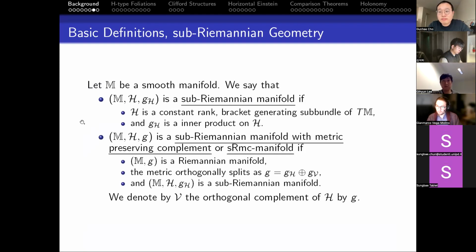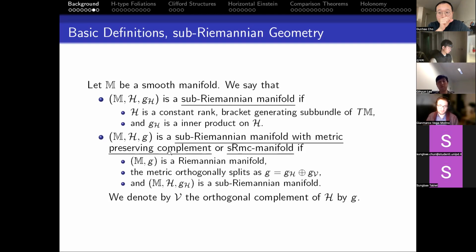There is a lot of work done in studying these objects intrinsically, and that is a very active and interesting field. My work with H-type foliations, which I want to introduce you to here, actually works with what's called the Eulerian method. The notion is that you build a Riemannian manifold that has embedded inside of it, in a natural way, the sub-Riemannian structure. So this bigger definition here, we say (M, H, g) is a sub-Riemannian manifold with metric preserving complement, or an SRMC manifold.